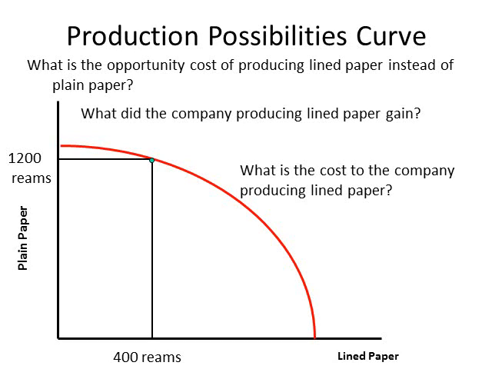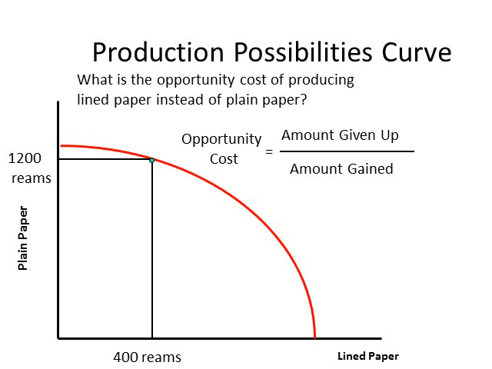Once again, we'll need to ask some questions. What did the company gain by producing lined paper? What was the cost to the company of producing lined paper? Our formula, once again, is going to be the opportunity cost equal to the amount that was given up divided by the amount gained.